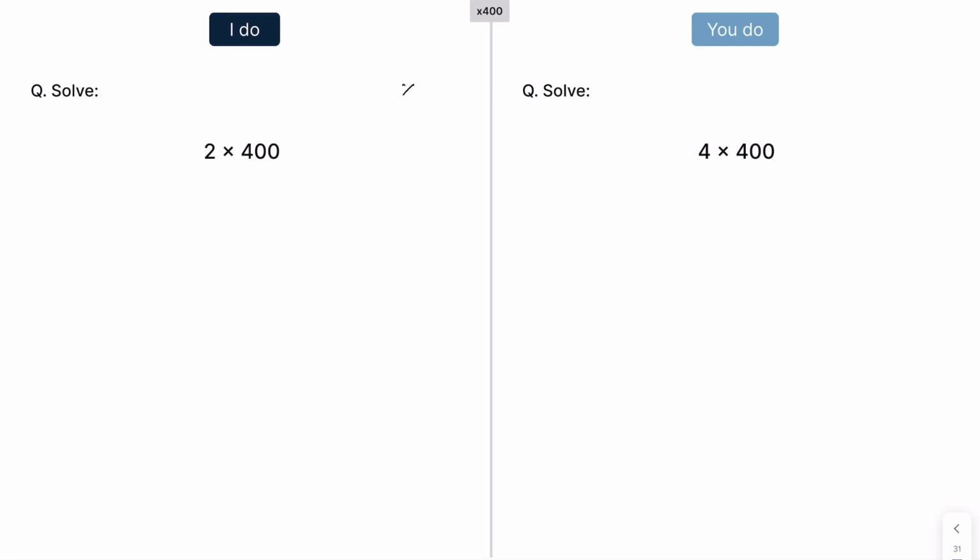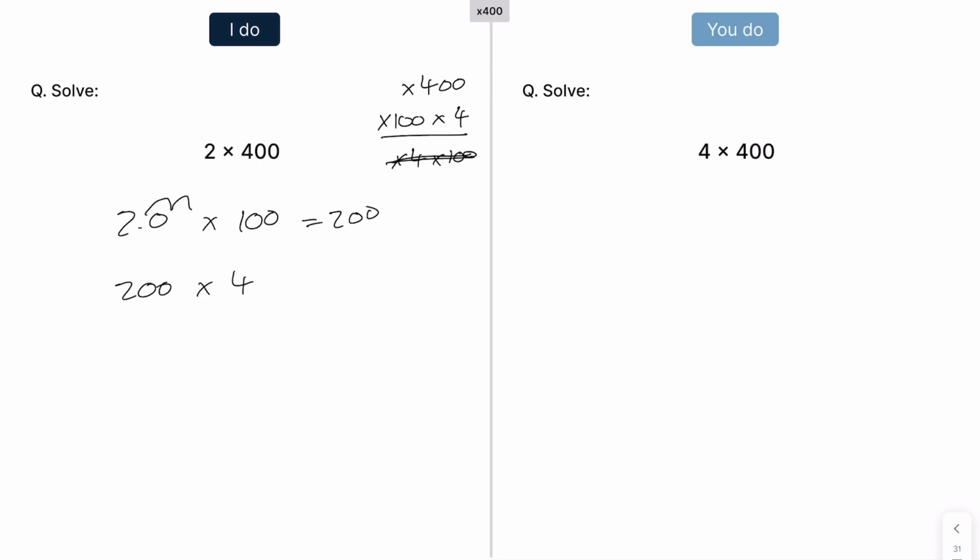Now we are looking at times 400. Again, think about, well, how can I break down times 400 using what I know? Well, times 400 is the same as times 100 times 4. Again, we're not going to do times 4 times 100 because it'll be a bit trickier to work this way around. So that's why I'm purposely writing the times 100 first. So I am going to do 2 times 100. 2 hops, that becomes 200 there. And then 200 times 4. 4 times 2 is 8. Add the 2 zeros on. So press pause and have a go at this one.